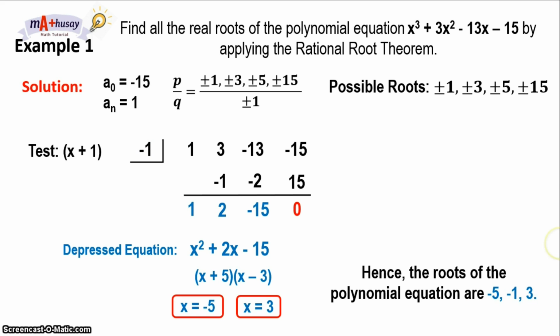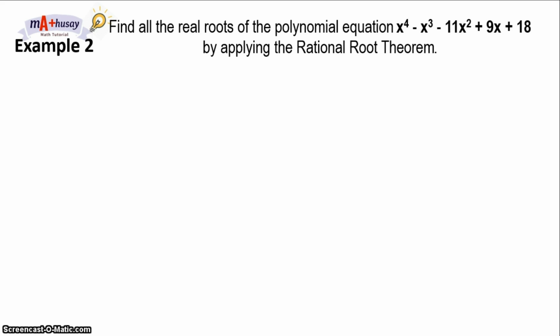Let's take another example. Example number 2. Now, we have x to the 4th power minus x cubed minus 11x squared plus 9x plus 18. And we have to apply the rational root theorem. First, we know that 18 is the constant term, and this is your a sub 0. Now, the numerical coefficient of the leading term is 1.